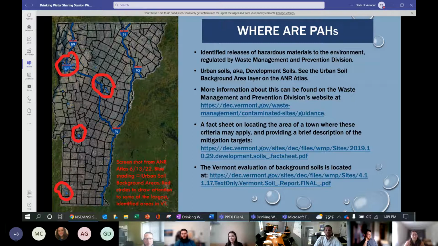But you should visit the atlas to look at your project sites to see if there are any of these soils identified in the towns that you are working in. There are some links provided on this slide that you can also visit for more of Waste Management's information. Urban soils have specific concentrations identified here. These would be considered background urban soils.